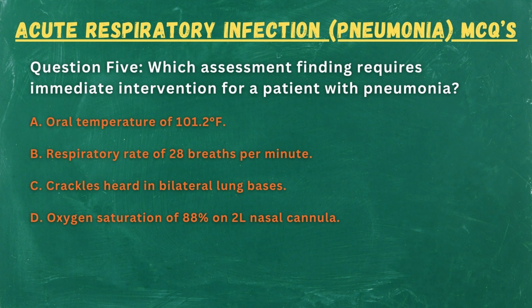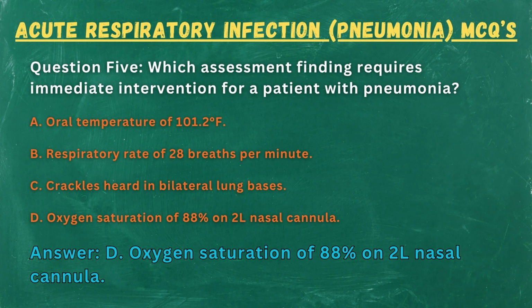Question 5. Which assessment finding requires immediate intervention for a patient with pneumonia? A. Oral temperature of 101.2 degrees Fahrenheit. B. Respiratory rate of 28 breaths per minute. C. Crackles heard in bilateral lung bases. D. Oxygen saturation of 88% on 2L nasal cannula. Answer. D. Oxygen saturation of 88% on 2L nasal cannula.